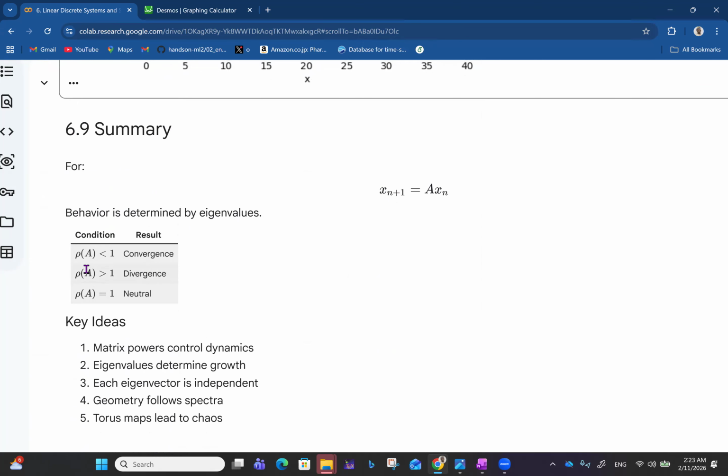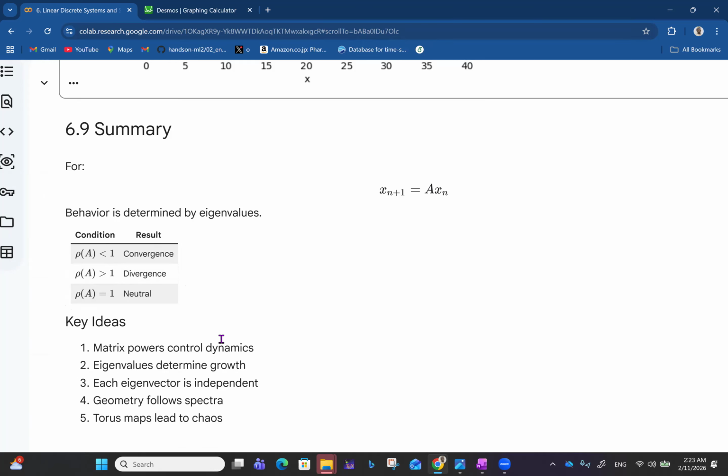We say that the spectral radius is simply the biggest eigenvalue, after you've taken the absolute values, ignoring the signs. So if rho A is less than 1, it means convergence. It means you can contain the situation. Rho A greater than 1 is divergence. Rho A equals 1 is neutral.